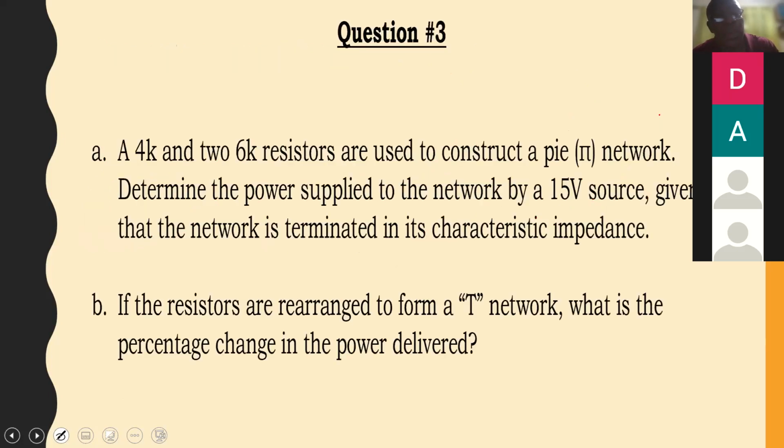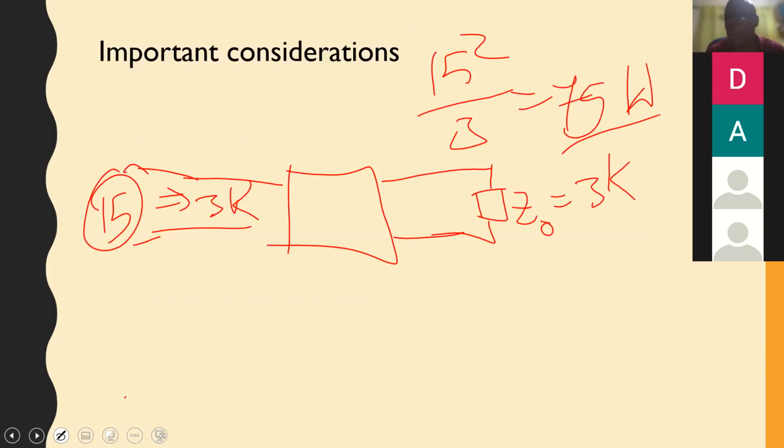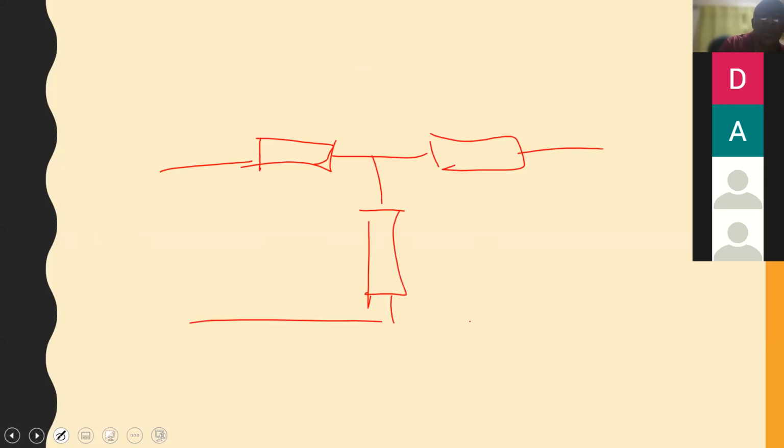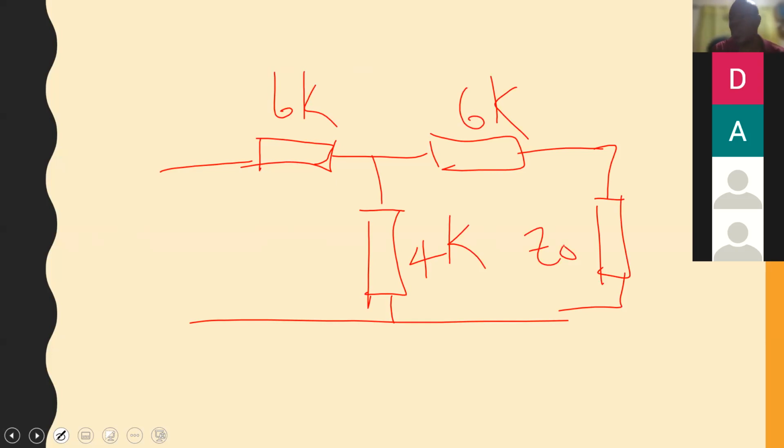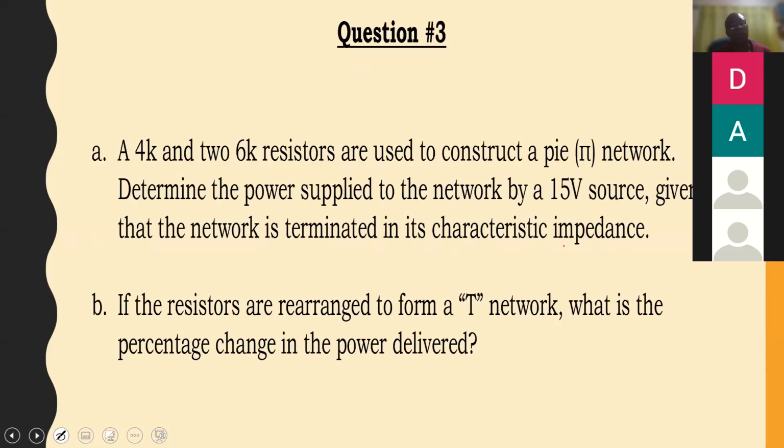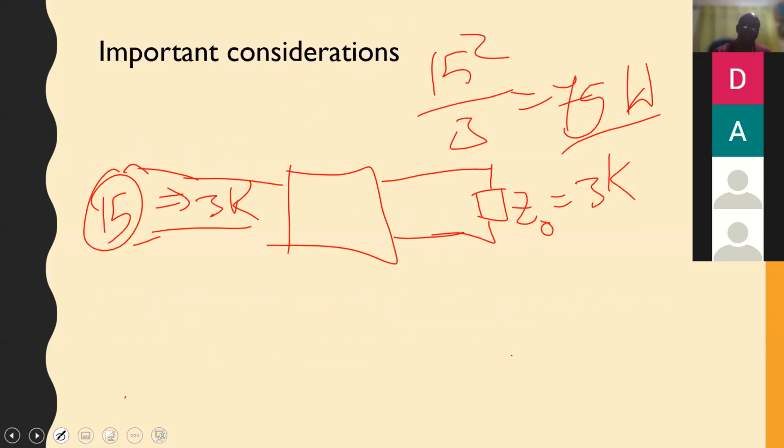You're then asked to arrange the resistors to form a T network. With the T, again, it is still terminated in its characteristic impedance. So we have the T. It means now that this is 6K, 6K, 4K, terminated in Z0. Find Z0, find the change in power. All right, so you want the percentage change in power delivered. Now we're good.